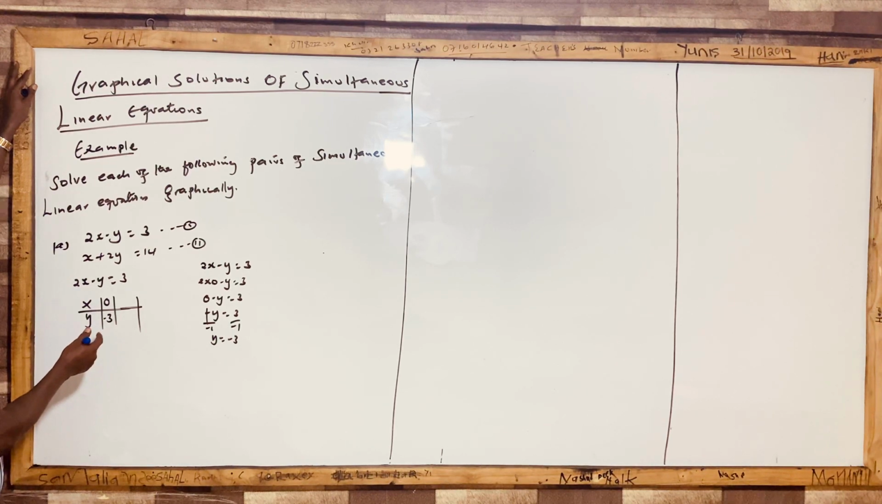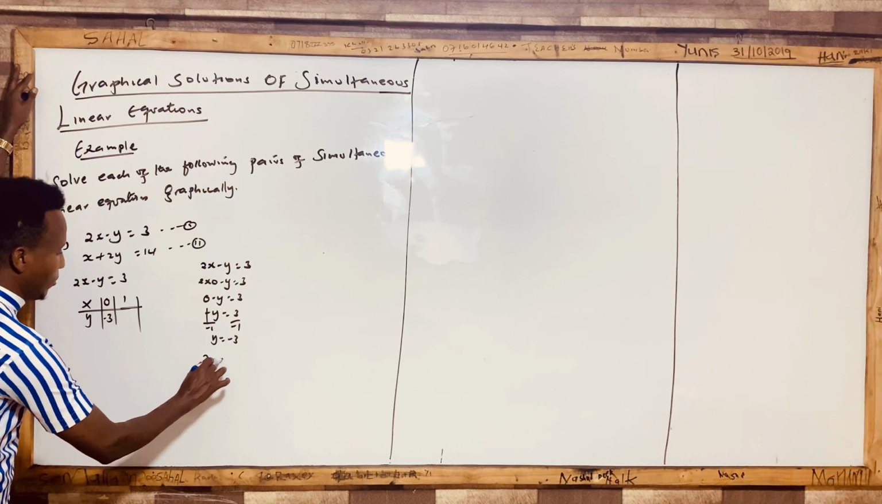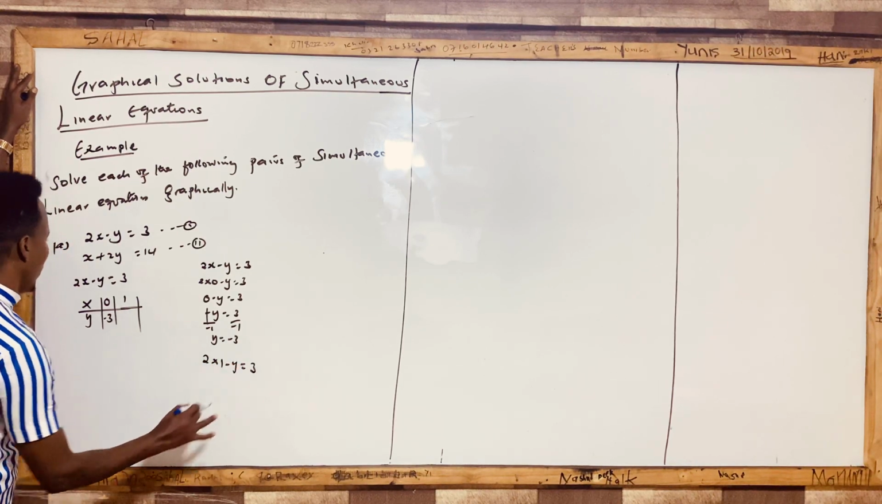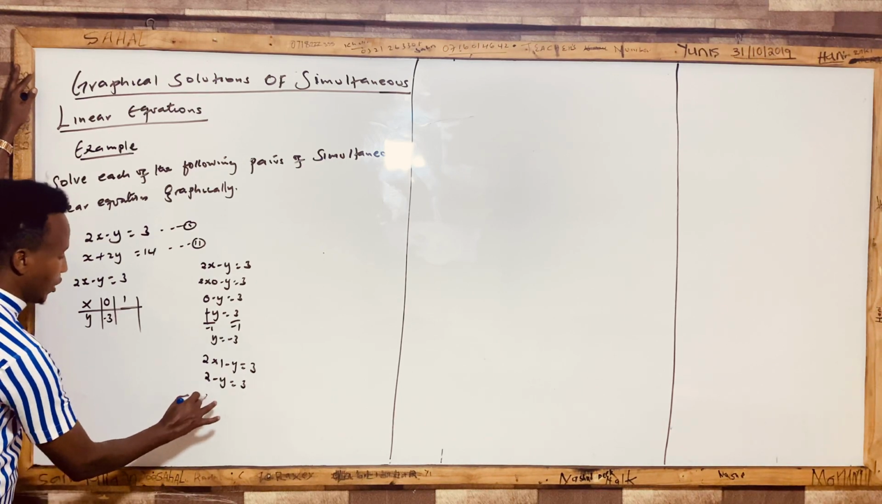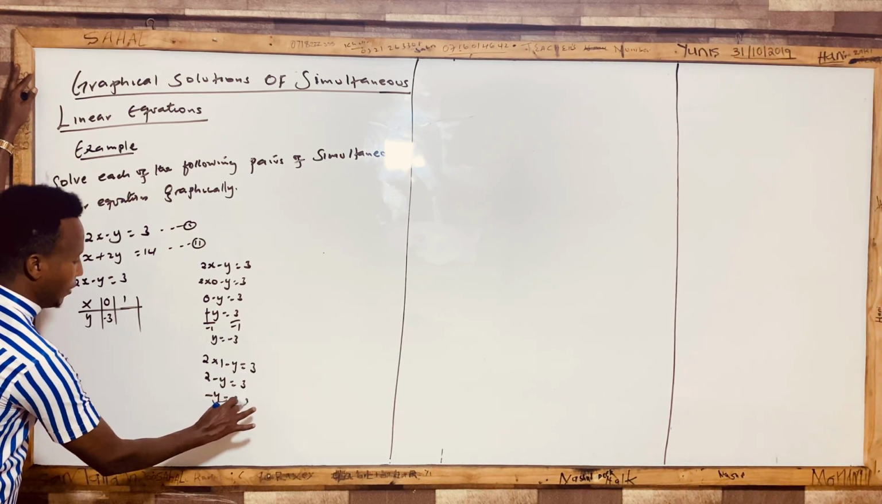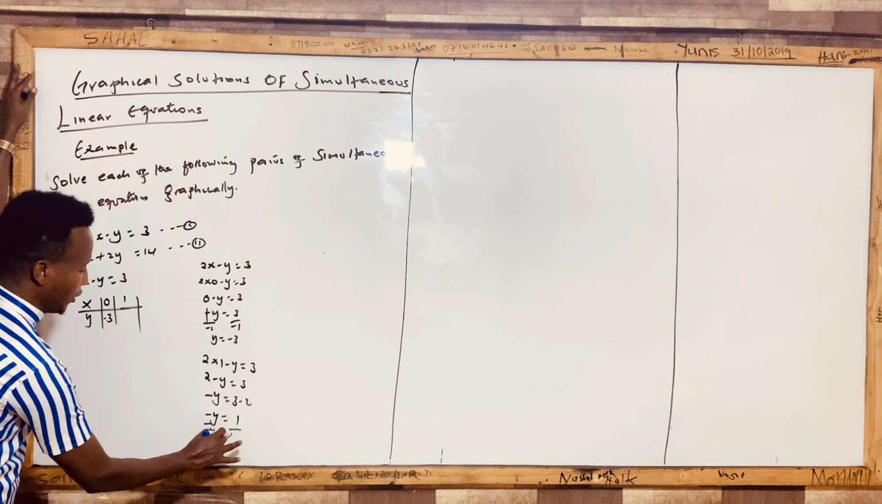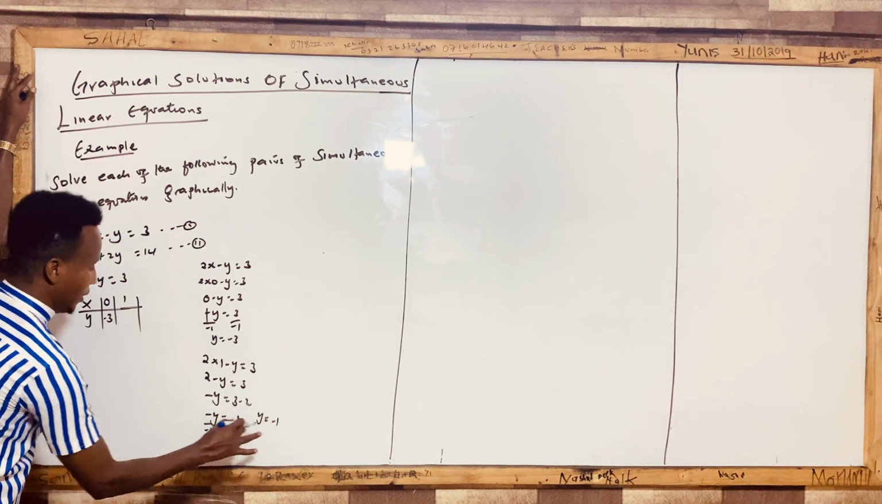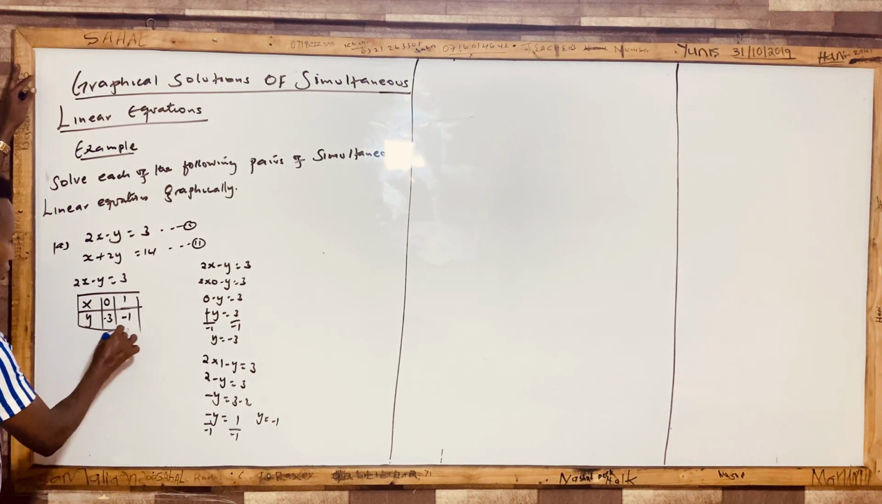This time, let me say when x is 1. It will be 2 times 1 minus y is equal to 3. So it will be 2 minus y is equal to 3. Take this 2 to the other side. Minus y is equal to 3 minus 2, so minus y is equal to 1. Divide both sides by negative 1 again. So y is equal to negative 1. This is enough.